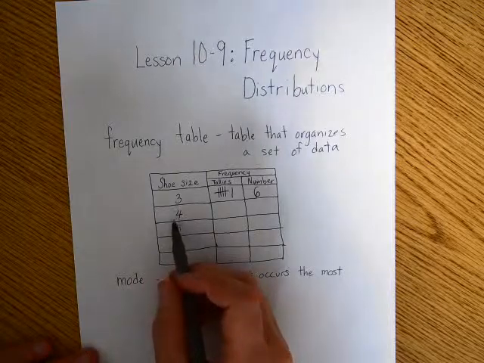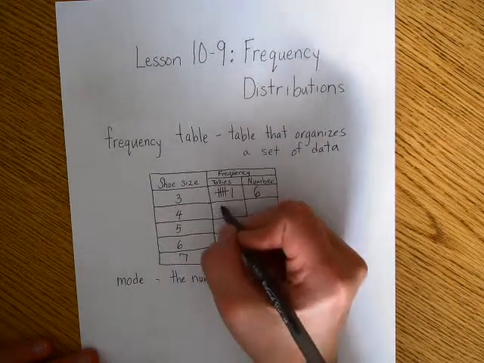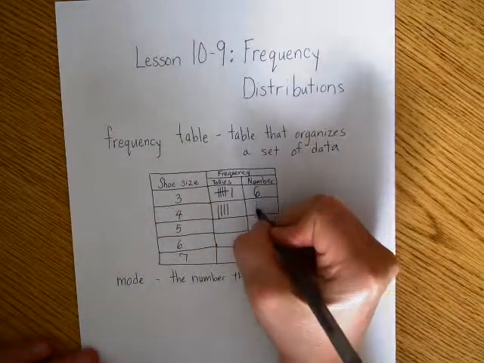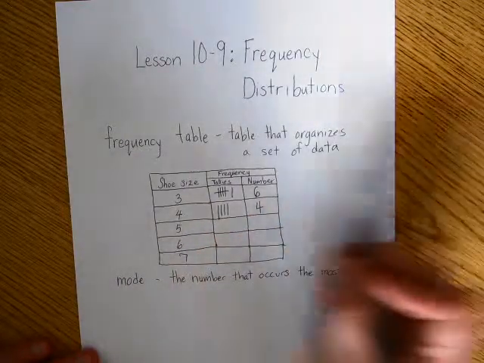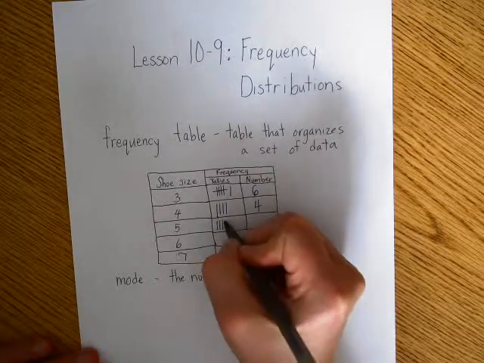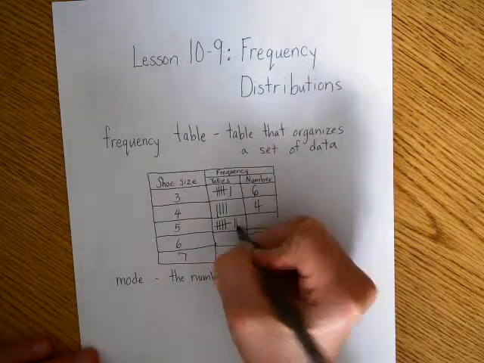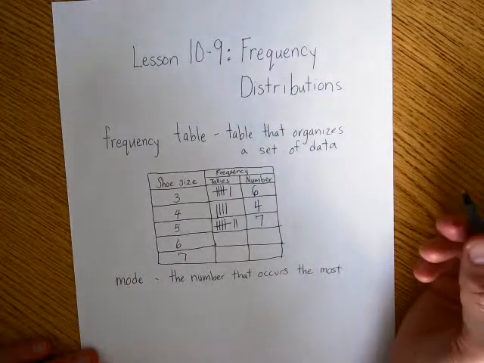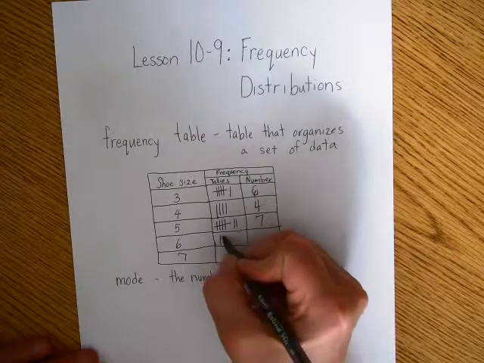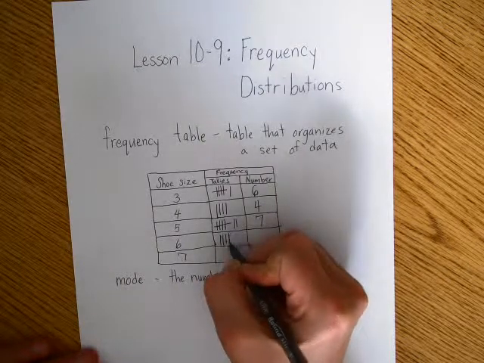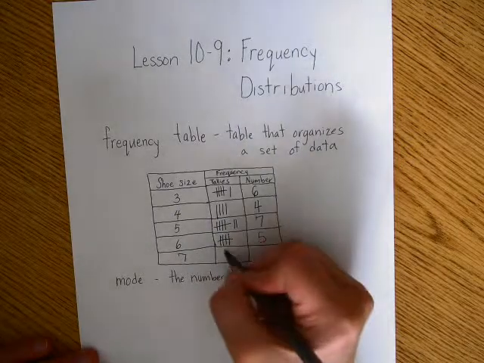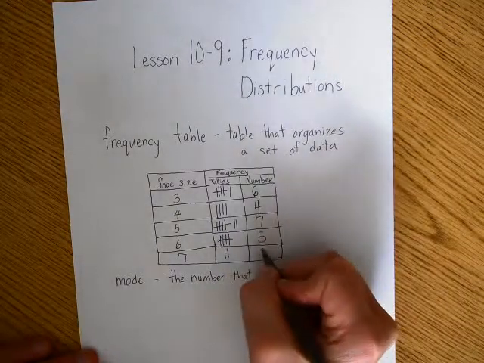Then I say, how many of you have size 4? Maybe 4 kids have size 4. How many of you have size 5? Let's say 7 kids have size 5. And then how many of you have size 6? Let's say maybe there's 5 kids. 4, 5. And then how many of you have size 7? Oh, 2. So 2 of you have size 7.